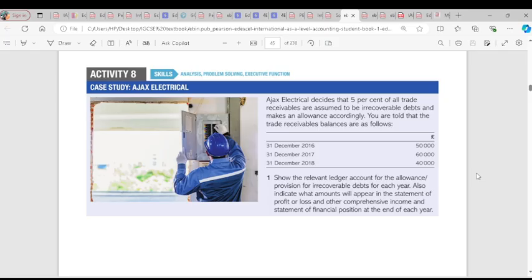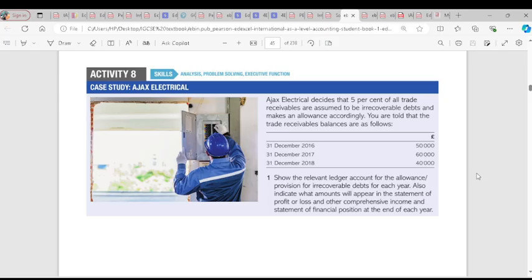Because we already have our expenses as 2,000. Do you get it now? So your irrecoverable debt on the credit side will have 1,000. Okay. Your expenses will have 2,000. Okay. Is it clear now? Is it clear, please? Yes, sir.